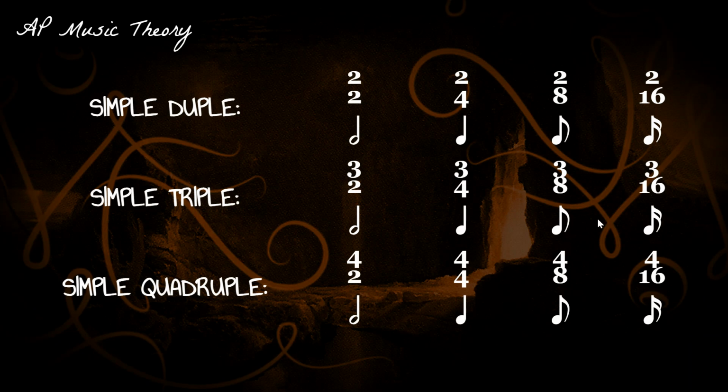Sometimes 3/8 or 3/4 at very fast tempo treats each measure as a single compound beat. But this is not really used in the AP exam yet, but it's something that happens so that you get 1, 2, 3, 1, 2, 3, 1, 2, 3, if it's very fast.